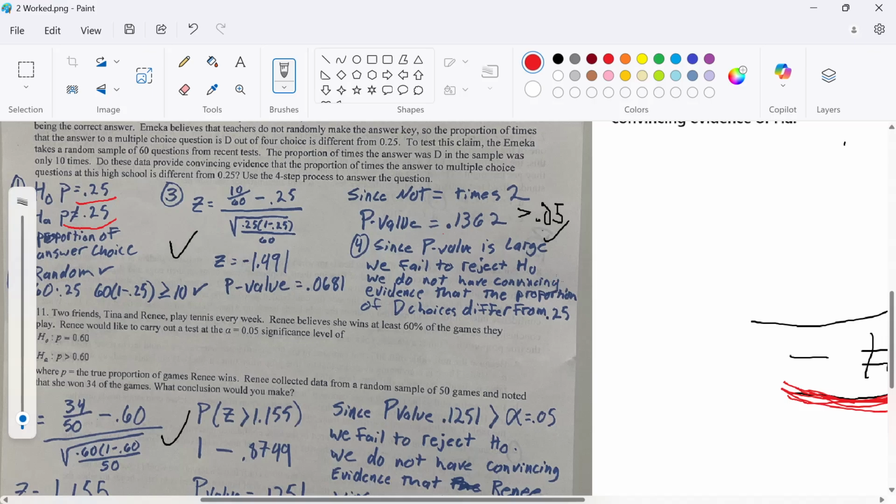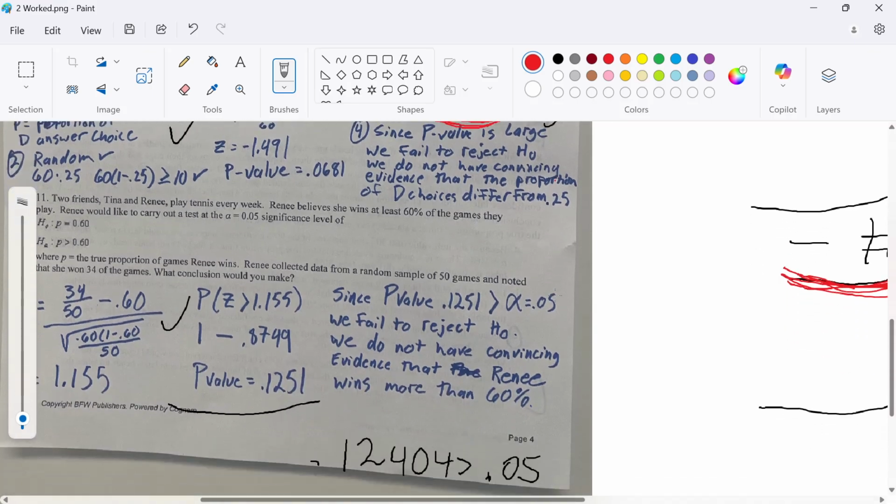This one came from the table, so it's not exact, 0.1362, but still very, very close. It is greater than 0.05. If it's greater than, then fail to reject the null hypothesis. Not convincing evidence that the alternative hypothesis is true, in this case, that the proportion of D's differs from 0.25. Okay, so I got that one.